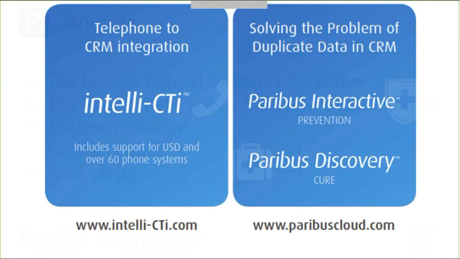some of you may know of QGate from our other offerings. IntelliCTI is our telephony integration product that's been in market for a good number of years, as has our Paribus Discovery product. So Paribus Interactive is part of our Paribus family, both products aimed at the problem of duplicate data. Paribus Discovery is what we see as the cure, the utility that has been in market for a number of years, that aims to identify, remove and merge duplicate data. And it was really out of that experience that the Paribus Interactive story came about.